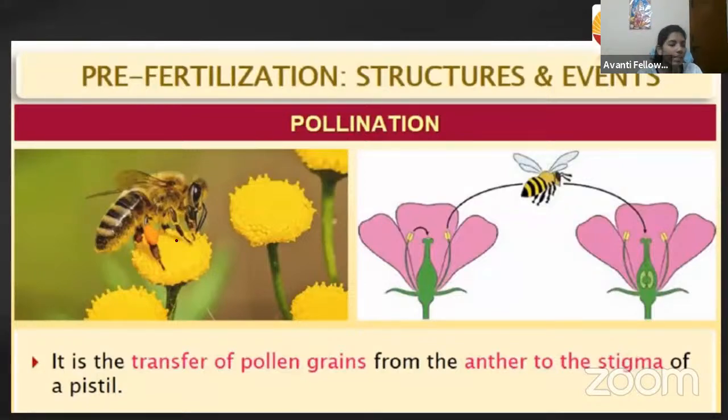Now we will see what kind of pollination. Pollination means just transferring pollen grain from the anther to the stigma. The anther is the male reproductive part, and the stigma is the female reproductive part. So the pollen grain is moving from the anther to the stigma of the same flower, or a different flower, or a different plant. Based on that, we will see.